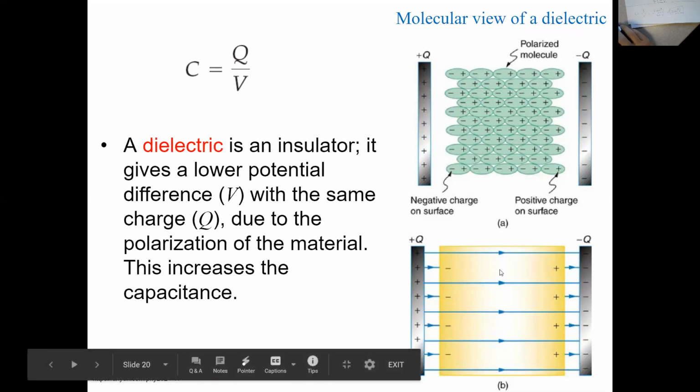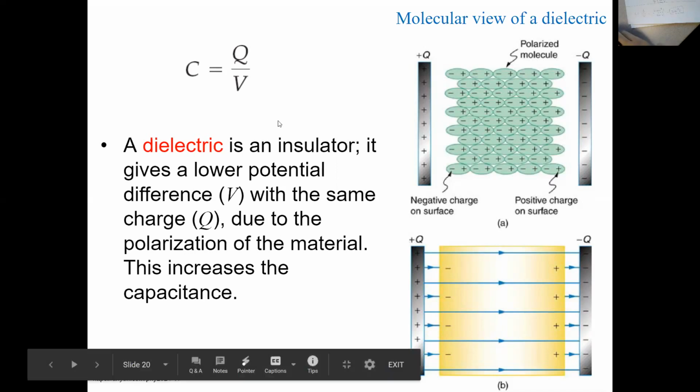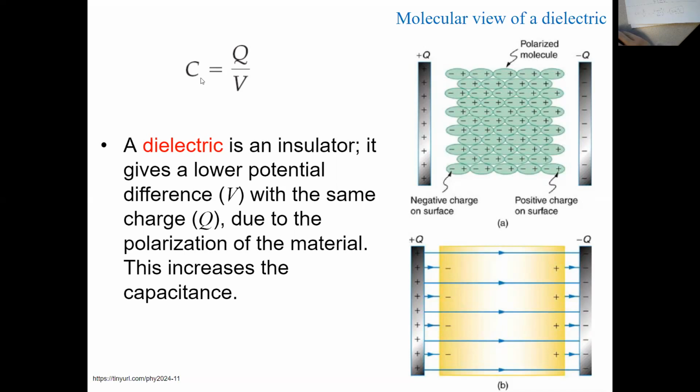So then E is reduced, and the potential across the two plates, V equal to E times D, is directly proportional to E, so V will be reduced. If you place an insulator between the two plates, then V will reduce if you have the same charge Q. So then C will increase, your capacitance will increase. That's the other advantage of putting an insulator in between the plates.